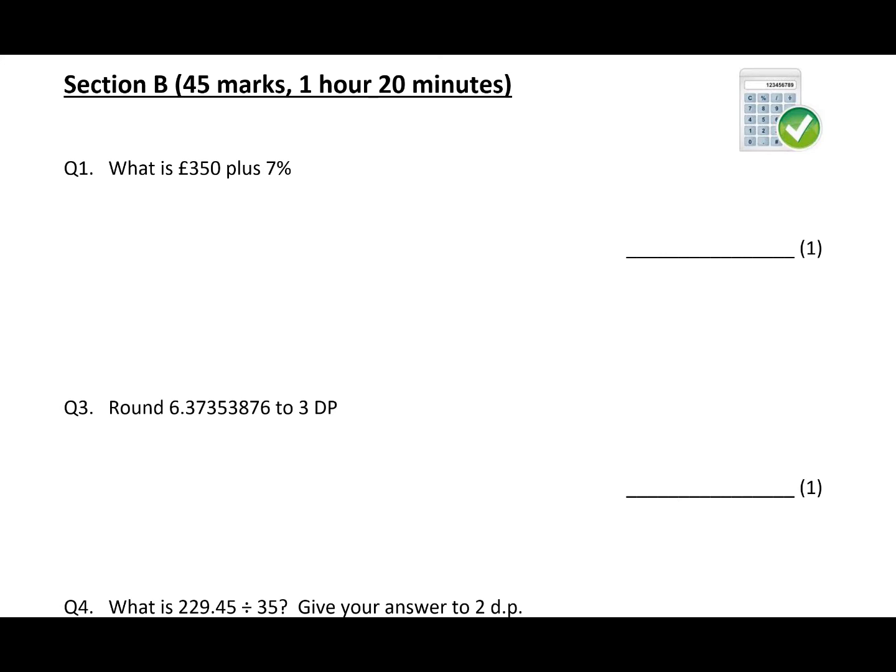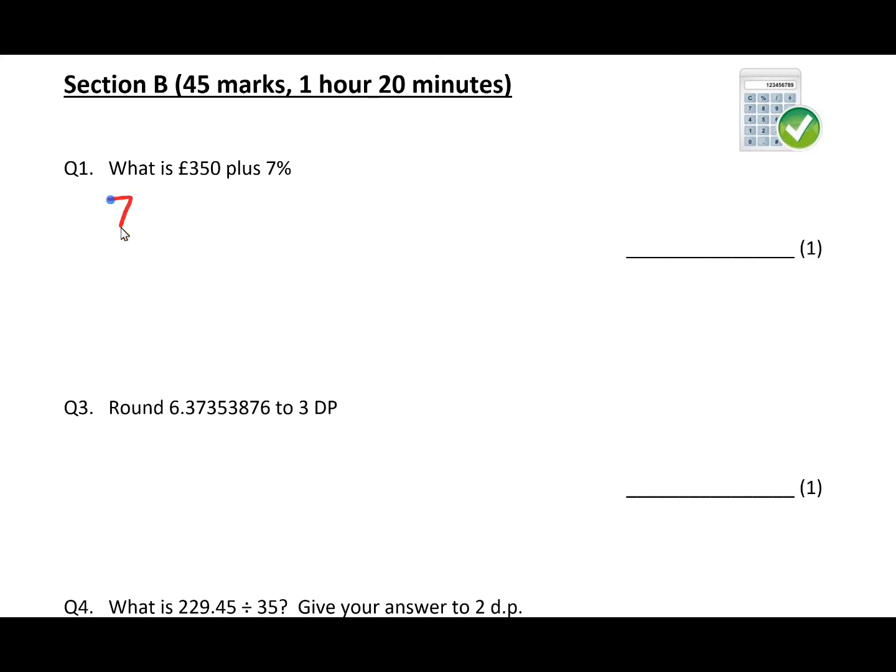We are allowed to use our calculators in this section, so I highly recommend you turn your calculator on and stick it in your non-writing hand ready to use. So question 1. What is £350 plus 7%?